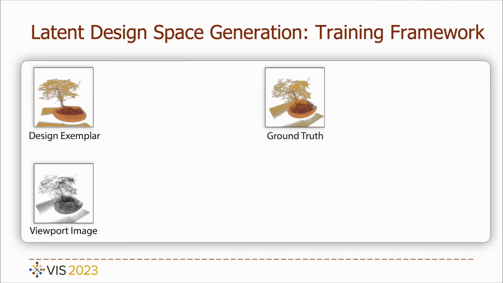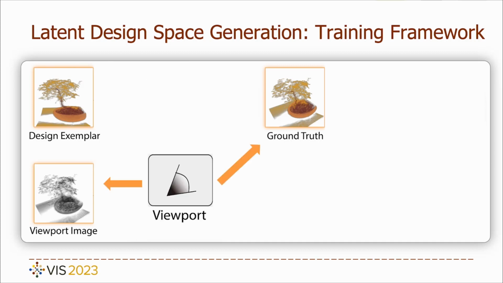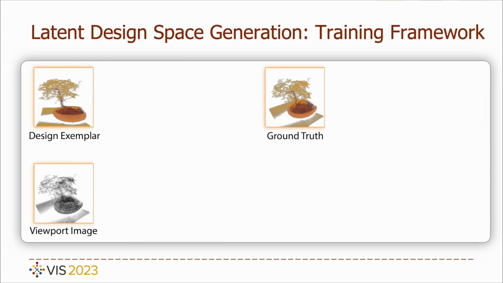During training, for each iteration, we sample a batch of image triplets, which includes a design exemplar, a viewport image, and a ground truth image. The ground truth image is rendered with the transfer function the same as the design exemplar, and the viewport the same as the viewport image.